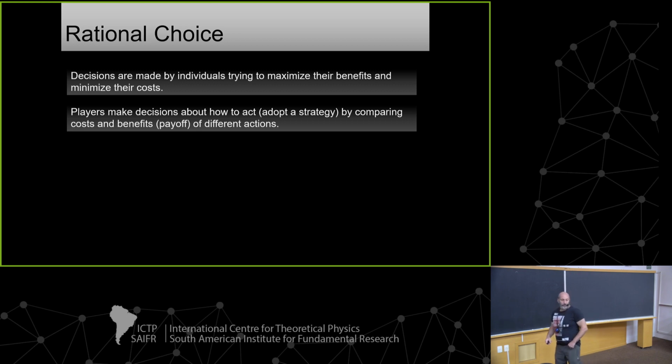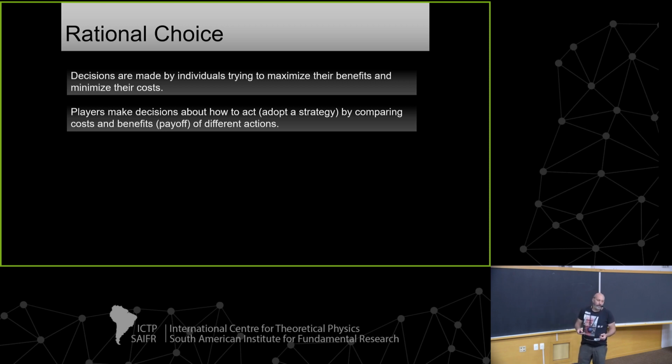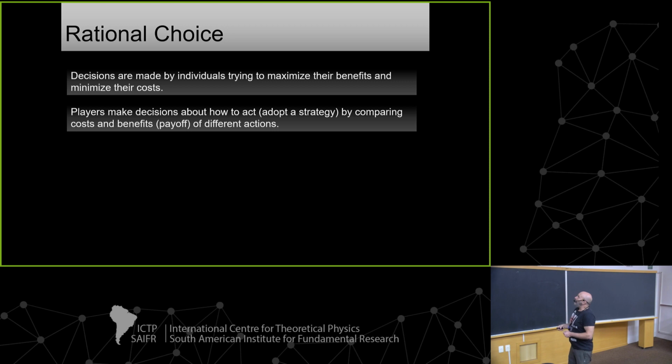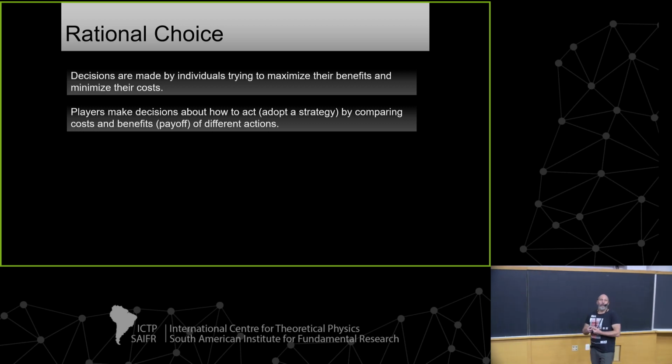Players make decisions about how to act or adopt a strategy by comparing these costs and benefits, and this is something that we will call payoff on different actions. So the costs and the benefits are what we call the payoff, and the behavior or the decision is what we call the strategy. These two words are very important in decision theory and in game theory. Strategy is what I decide to do. Payoff is what I will gain or lose once I have adopted a given strategy. So these two concepts, payoff and strategy, are very important.